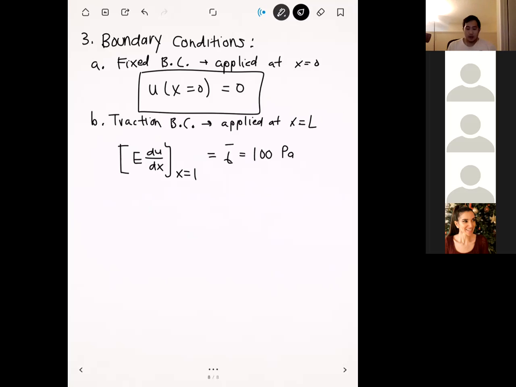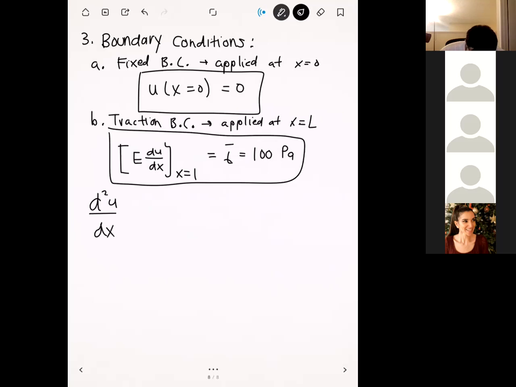And so mathematically, for the traction boundary condition, we can say that E times du dx at x is equal to 1 is going to be equal to 100 pascals. In this case, we leave it positive because this traction boundary condition is tensile in nature. That's why we leave it like that instead of making it negative like we did in the previous derivation. Okay. And so now that we have our governing equation and we have our boundary conditions, we can go ahead and solve this.